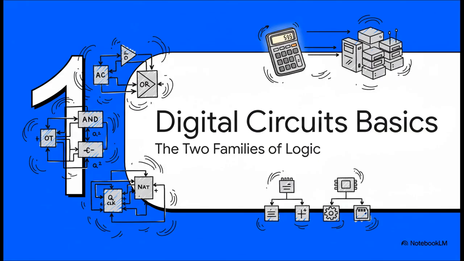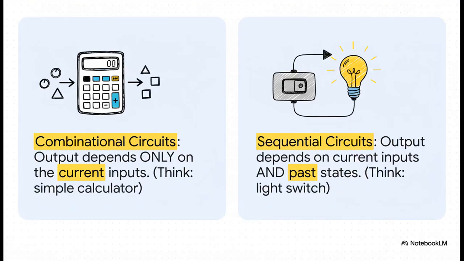When you zoom all the way out, every single complex digital circuit you can possibly imagine, from a pocket calculator to a massive supercomputer, belongs to one of two fundamental families. On one side, you've got combinational circuits. With these, what you put in right now is exactly what you get out, instantly. A simple calculator is the perfect example. You hit 2 plus 2, and it immediately gives you 4. It has absolutely no memory of what you did 5 seconds ago.